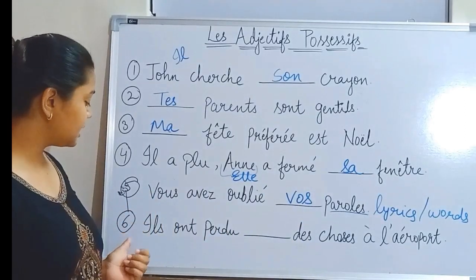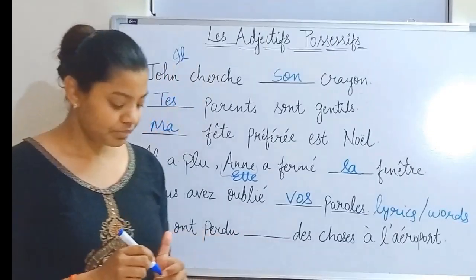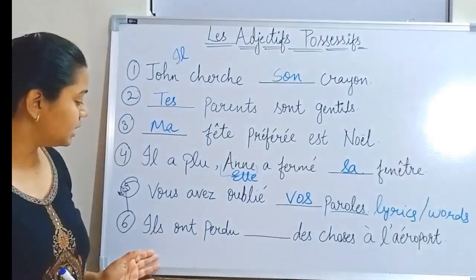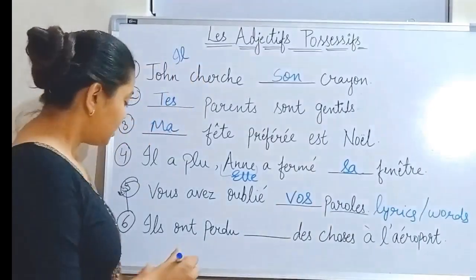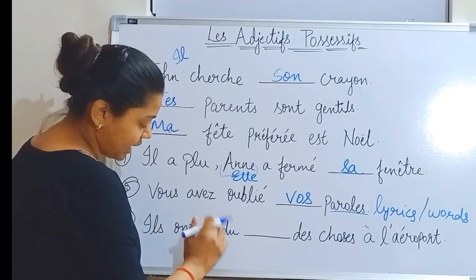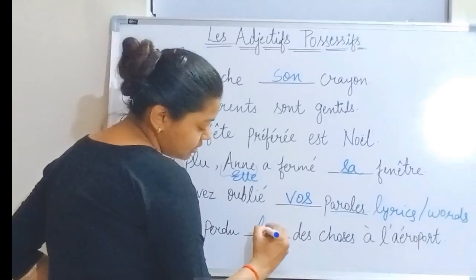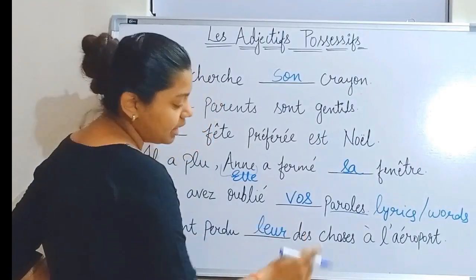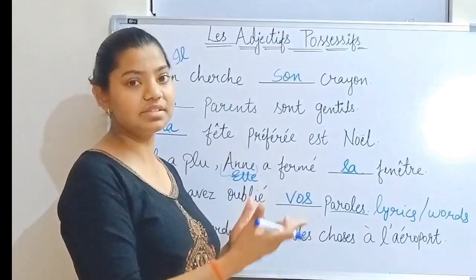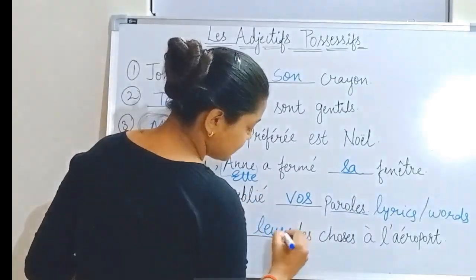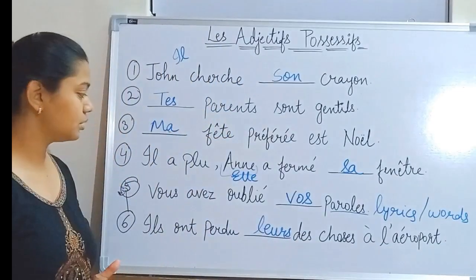Okay, now number 6, ils ont perdu dash choses à l'aéroport. Which means they have lost their things at the airport. Perdu means lost, their things. So with their we use leur. But the things is plural, so we add s here. Leurs choses, at l'aéroport, at the airport.